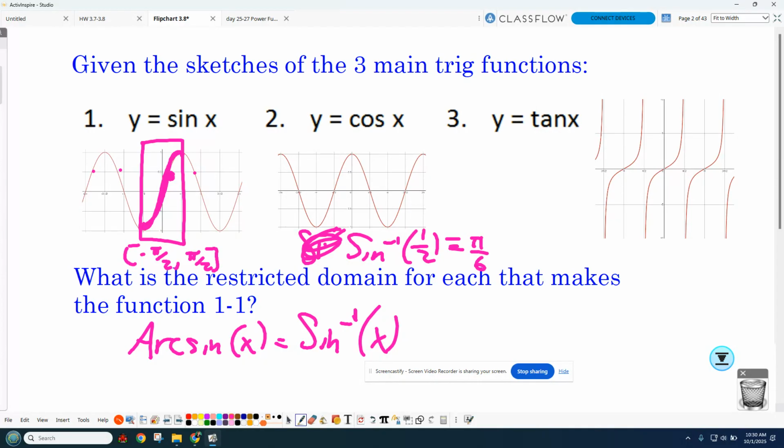It's not going to tell you 5 pi over 6. It's not going to tell you 13 pi over 6. It's always just going to say pi over 6. That's what that restricted inverse thing is. Cosine is restricted. Cosine inverse, 0 to pi. And tangent, AP loves tan inverse, absolutely. You best learn to love it as well.